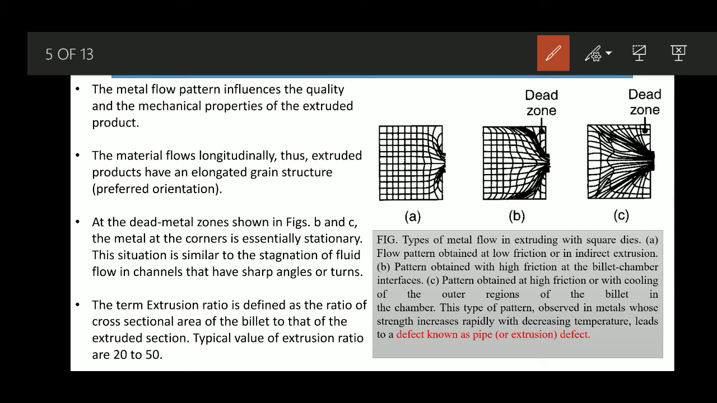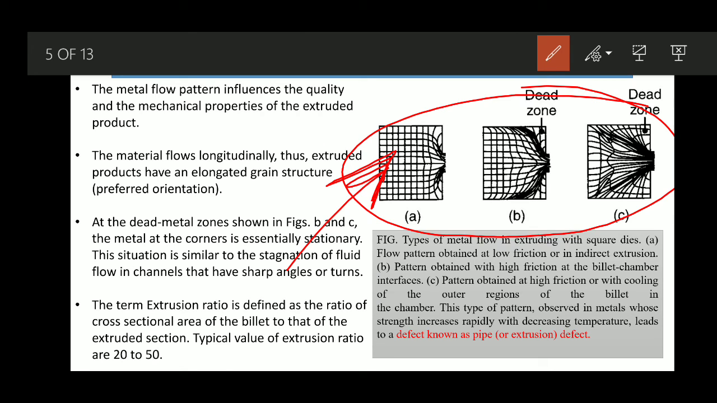And in this particular case you can see three figures. We are showing the types of metal flow in extruding with square dies. The first figure shows the flow pattern obtained at low friction or in the case of indirect extrusion. About direct extrusion and indirect extrusion, we will discuss later how we can define them. So in the case of indirect extrusion we get a flow pattern like this.